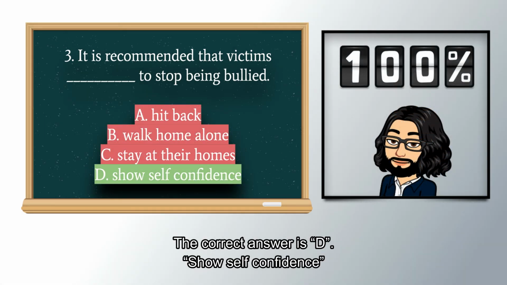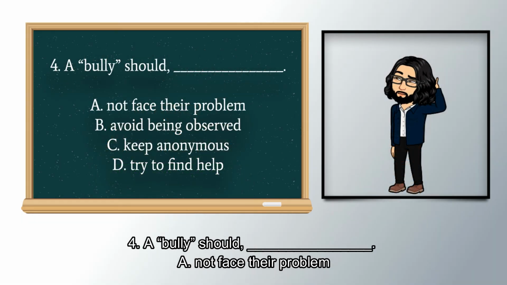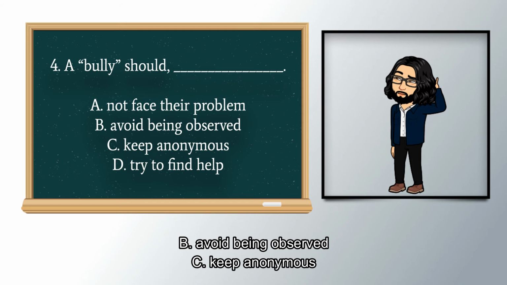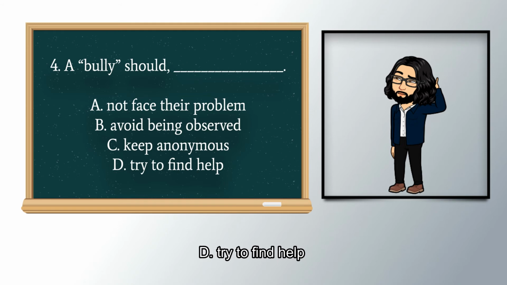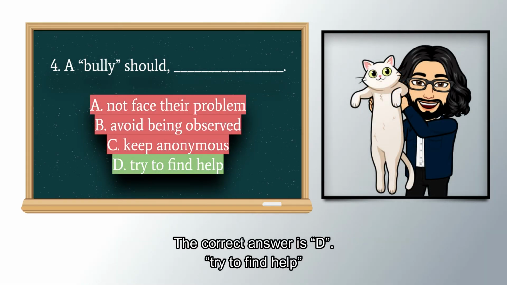Show self-confidence. A bully should blank. A. Not face their problem. B. Avoid being observed. C. Keep anonymous. Or D. Try to find help. The correct answer is D. Try to find help.